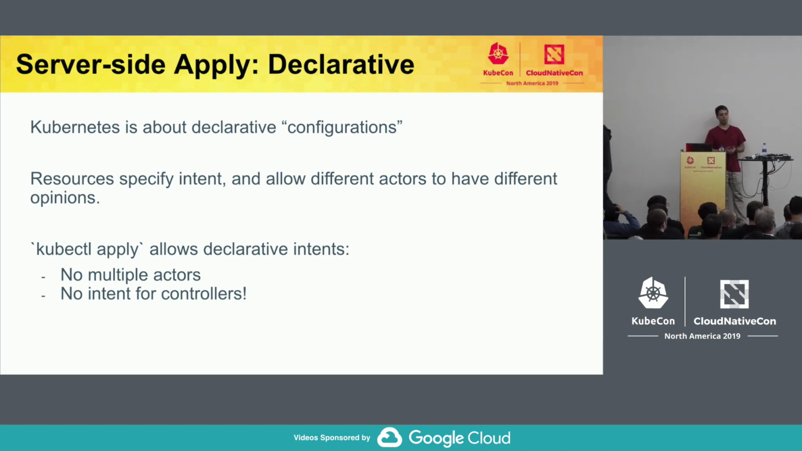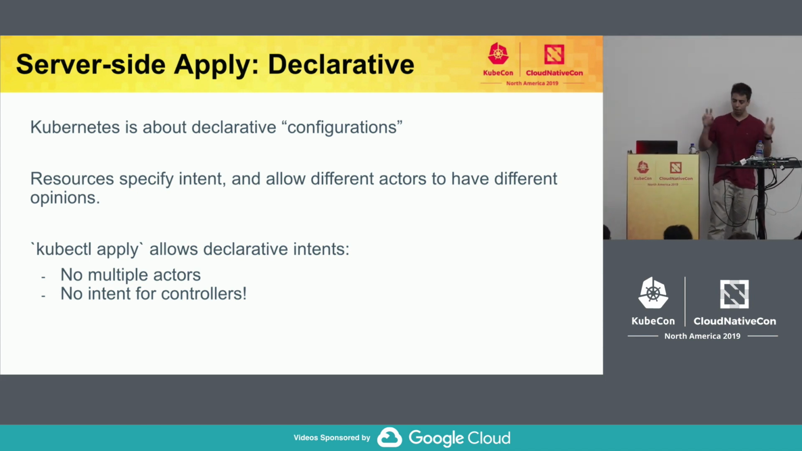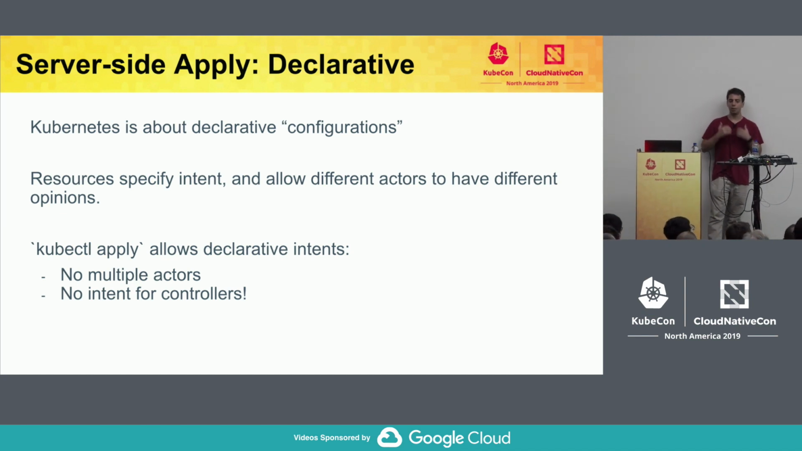So the idea behind kubectl apply initially is to allow clients, and by clients I mean mostly users, like human beings, to send their intent to the server and say, hey, this is what I care about, this is what I want the system to look like, please make it so. The problem with that is it doesn't work if you have multiple actors, which means that controllers can't have intent, or at least they can't use client-side apply.